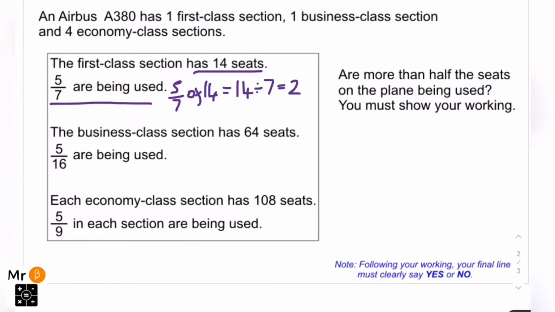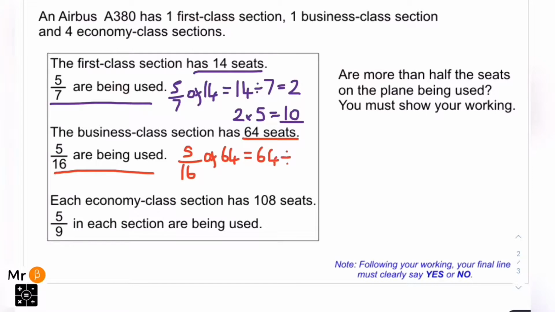which is 2. Then we times that 2 by our numerator to get how many are being used. So 10 seats in first class are being used. Business class has 64 seats and 5/16 are being used. So 5/16 of 64. So again we do 64 divided by 16, which is 4. And then 4 times 5 is 20. So again we've got 20 which are being used.